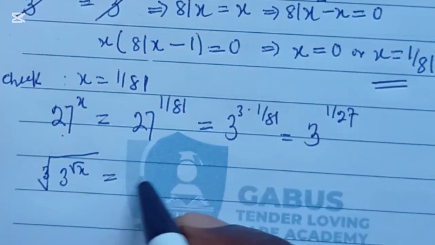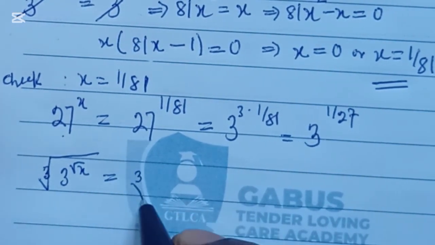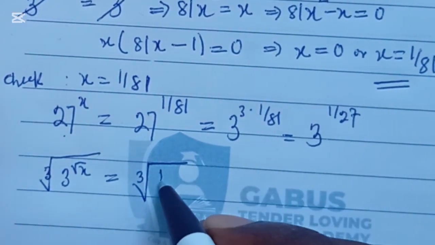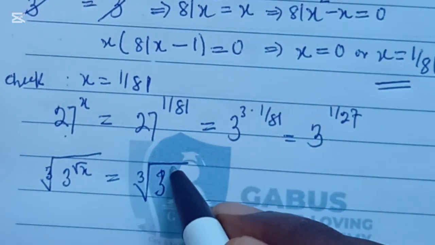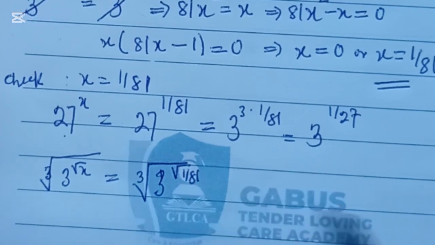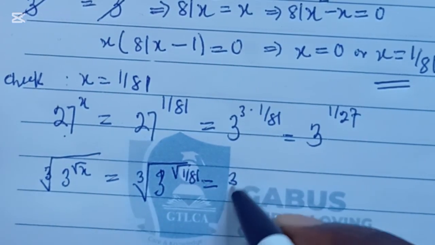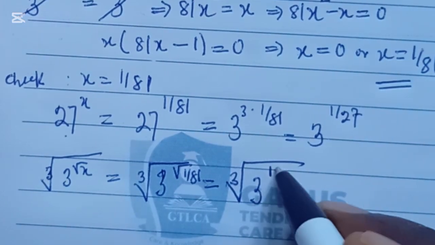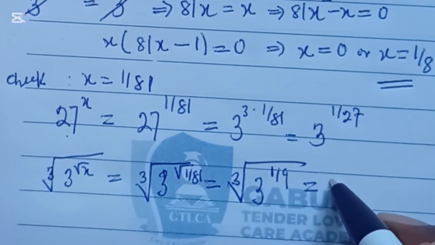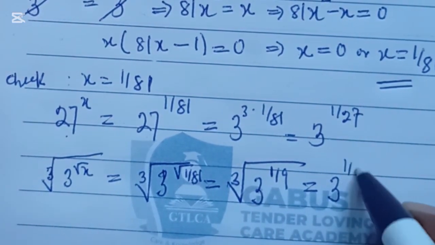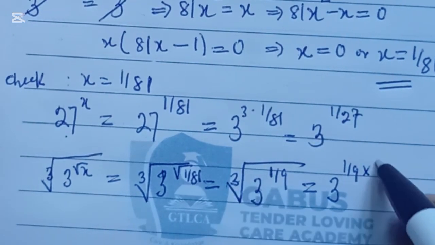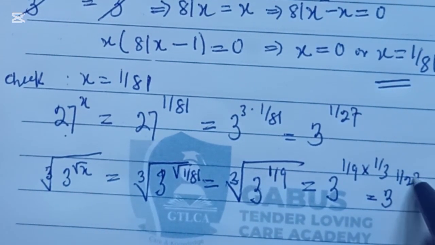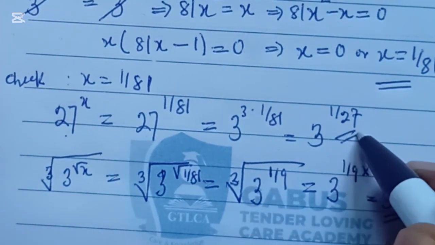So this becomes the cube root, and when we do that, we get 3 to the power of the square root of 1 over 81, and that gives us the cube root of 3. The square root of 1 over 81 is 1 over 9, and this gives us 3 to the power of 1 over 9 times the cube root, which is 1 over 3, and that gives us 3 to the power of 1 over 27. You see, the left and the right hand side are equal.